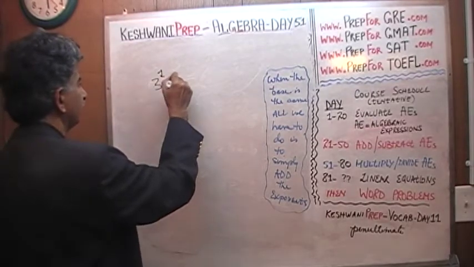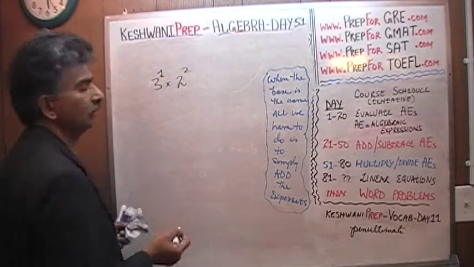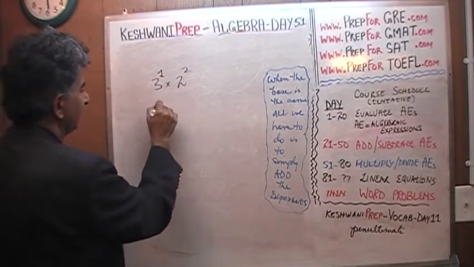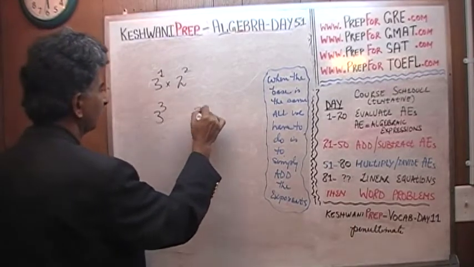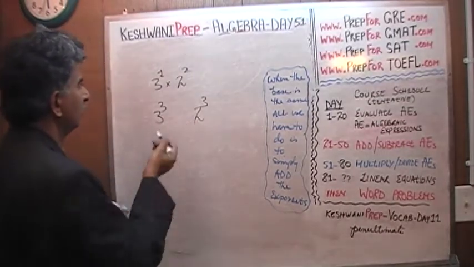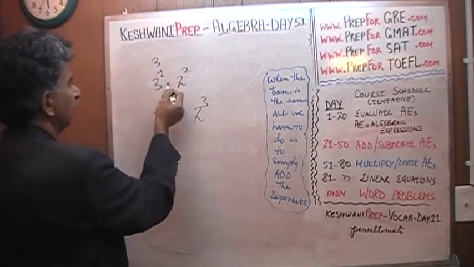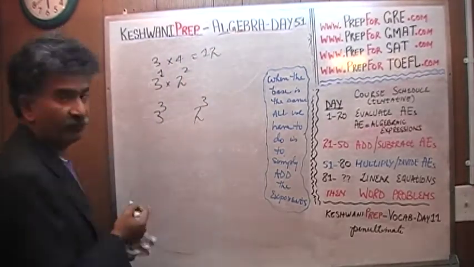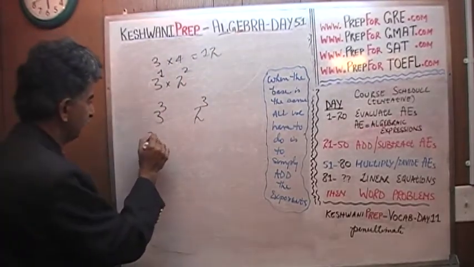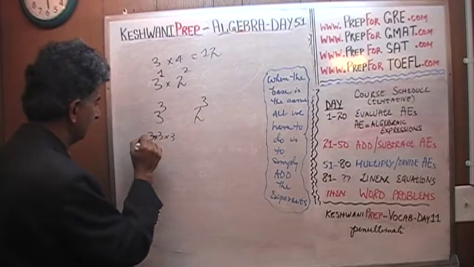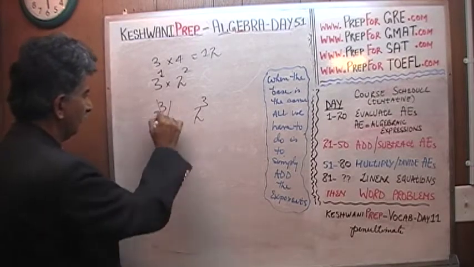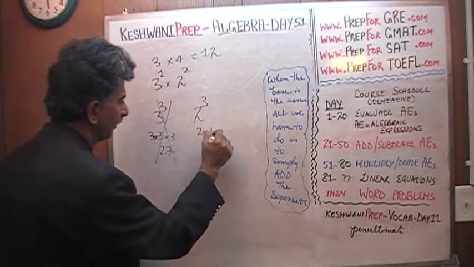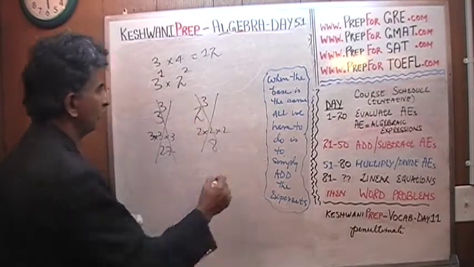3 raised to the first times 2 raised to 2. Well, the bases are different. Here we cannot say 3 raised to 3, nor can we say 2 raised to 3, because both of these answers are wrong. Because 3 times 1 is 3, 2 squared is 4, which gives us 12. Neither answer is correct, because 3 raised to 3 is 3 times 3 times 3, which is 27, which of course is wrong, because as we saw it's 12. And 2 cubed is 2 times 2 times 2, which is 8, which is also wrong.